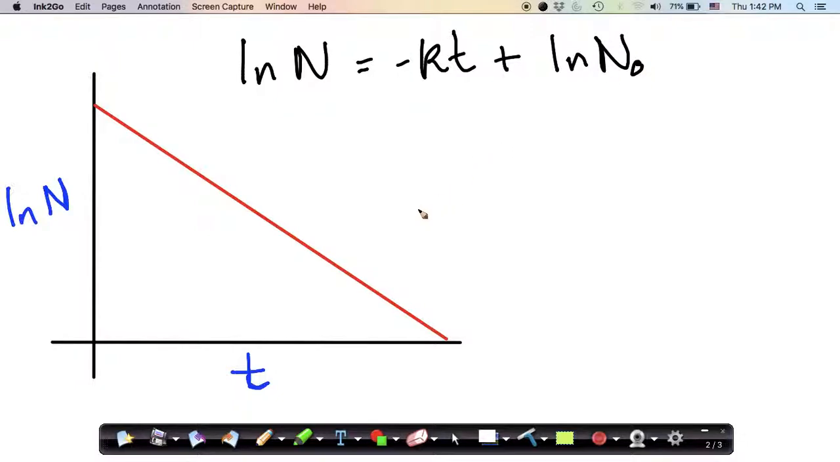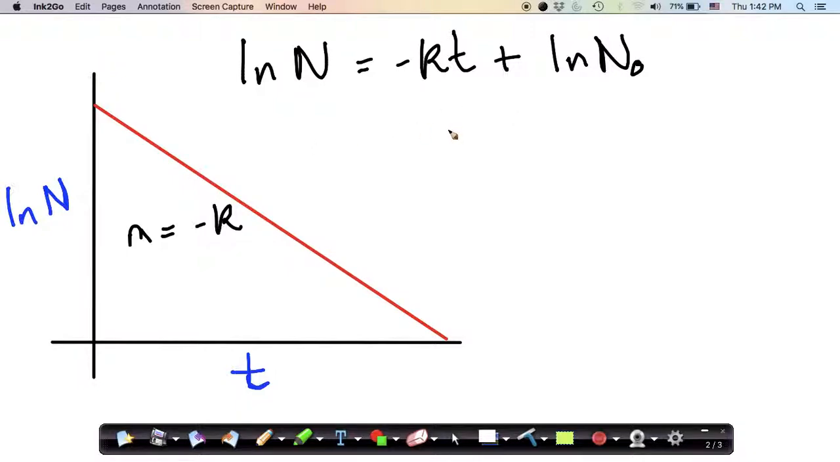So this is a y equals mx plus b linear equation, slope-intercept form, where the slope of this line, m, is equal to negative k, and the y-intercept is equal to the natural log of n naught.